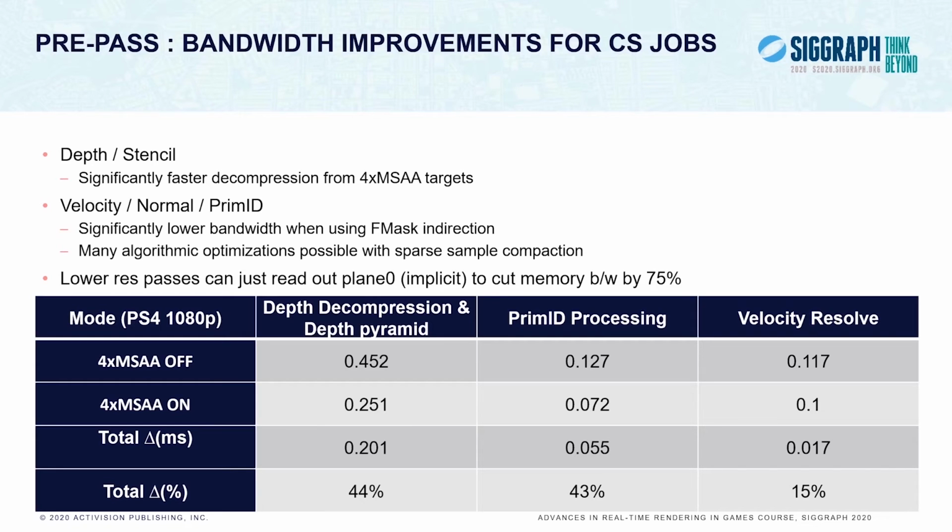If we were to look at our passes, we're going to see that there are significant gains. On PS4 at 1080p, depth decompression and depth pyramid pass goes down from 0.45 millisecond to 0.25 millisecond, which gives us a 44% gain. Then primitive ID processing, which gains a lot from algorithmic optimizations, goes down from 0.2112 to 0.072, which gives us a 43% gain. And then velocity resolve, which is kind of bandwidth limited, goes from 0.11 millisecond to 0.1 millisecond, giving us a 15% gain.